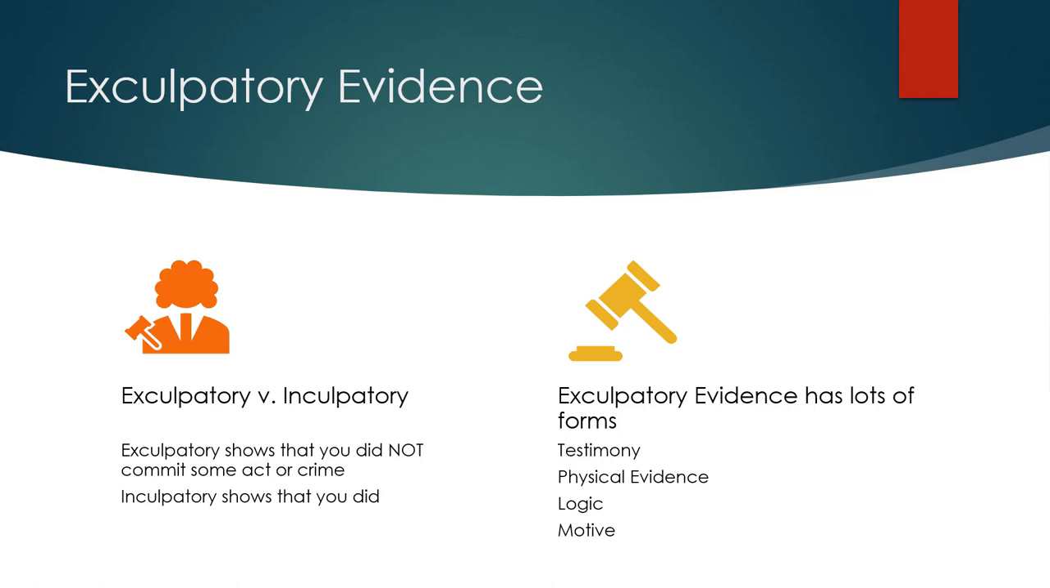So exculpatory evidence comes in lots and lots of different forms. It can be the testimony. Hey, I've got a witness that says he wasn't at the robbery. It can be physical evidence. Hey, I've got a videotape that says he was 10 miles away. It could be logic. Hey, he's a millionaire. Why would he rob the Piggly Wiggly? It can be motive. He had everything to lose and nothing to gain by committing the crimes. So sometimes you try to prove all these things.